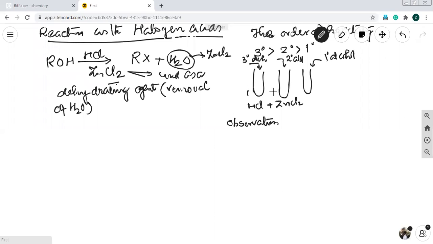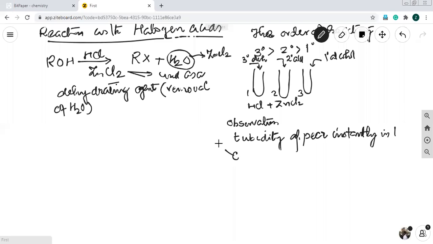This is test tube number 1, number 2, and number 3. Turbidity appears instantly in test tube number 1. What is the result? Tertiary is fast. Now, what is the turbidity?